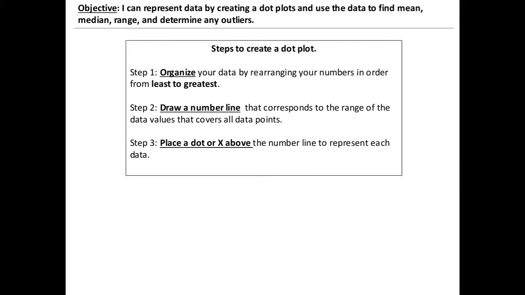All right, so for today's lesson, in order to create a dot plot, first you need to organize your data by rearranging them in order from least to greatest. And then you want to draw a number line that corresponds to the range of the values that covers all data points. And then step 3 is place a dot or an X above the number line to represent each data.